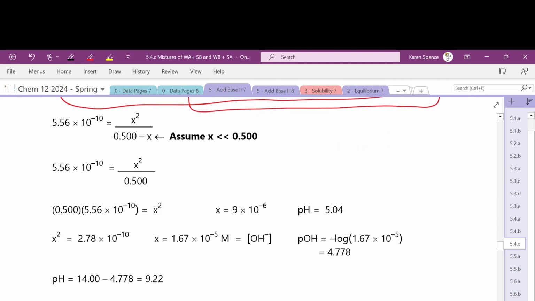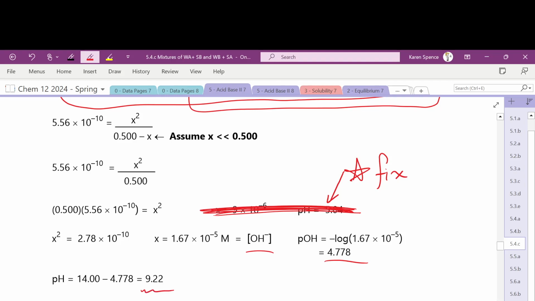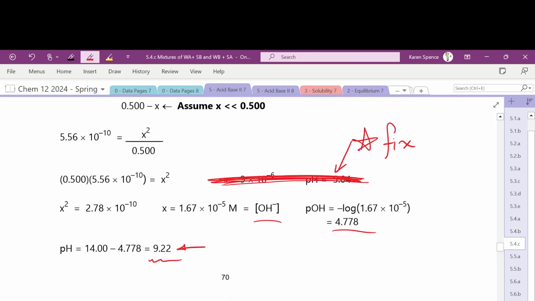Solve for X, find the pOH, this X is OH, and that gives us our, what is happening here? I feel like this is leftover from something else. Just cross that out. I think I copied and pasted from somewhere else and did not get rid of that. Okay, so we have a pH of 9.22, which, as we said before, is a basic pH.